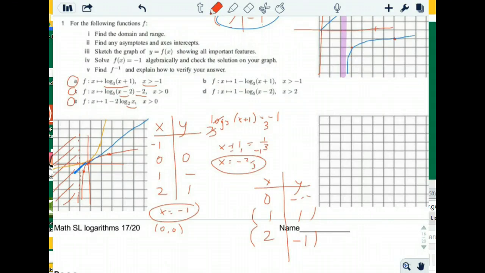And in this case, the log graph is going to look upside down because it's subtract the log. Okay? So that's it for today.